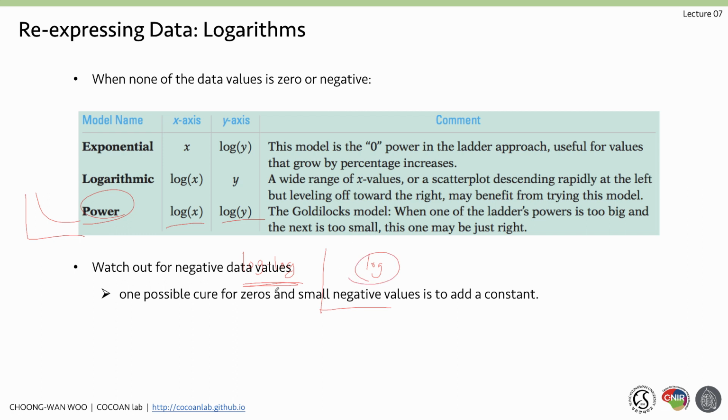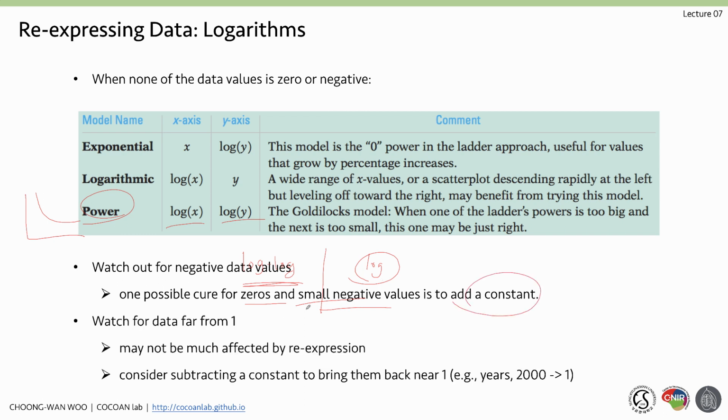One possible cure for zeros and small negative values is to add a constant. And also watch for data far from 1. If all the data are far from 1, logarithms may not do much for those values. So consider subtracting a constant to bring them back near 1. For example, if you are dealing with years, you can subtract 1999 from 2000 and then make it 1.